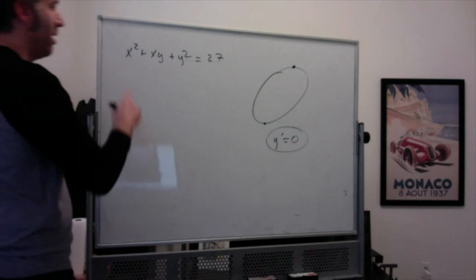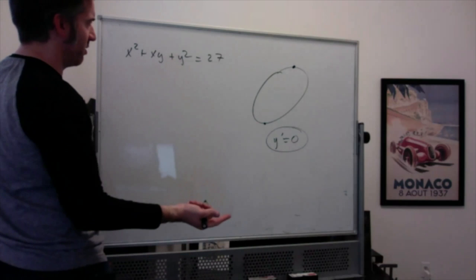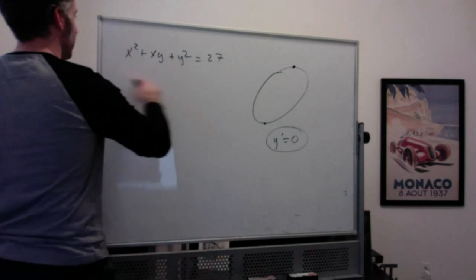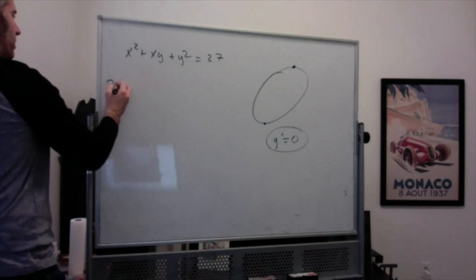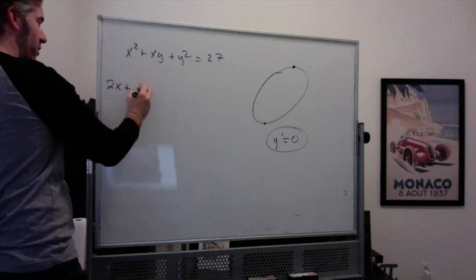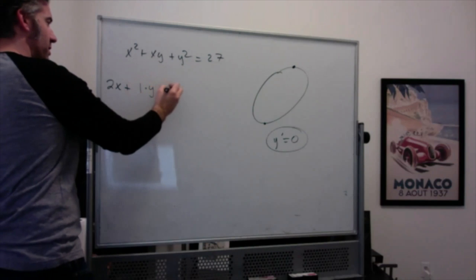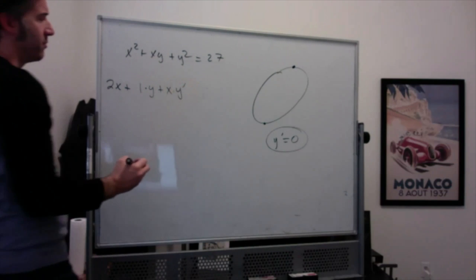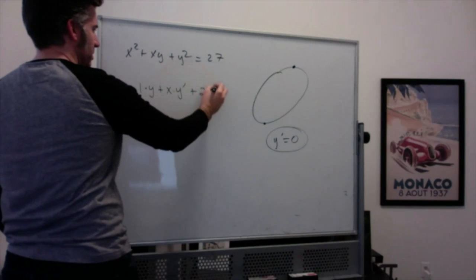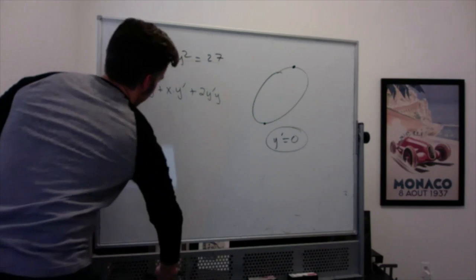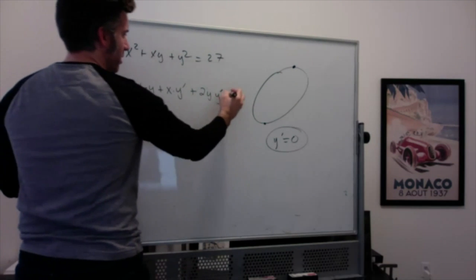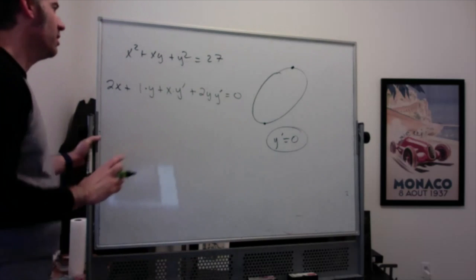So I want to find where the derivative is equal to 0. So let's find the derivative implicitly, right? That's what the problem says. So take the derivative implicitly and we find 2x plus the derivative of xy, which is product rule: derivative of x times y plus x times the derivative of y, plus the derivative of some stuff squared, which is 2 times my stuff times the derivative of my stuff, equal to 0.